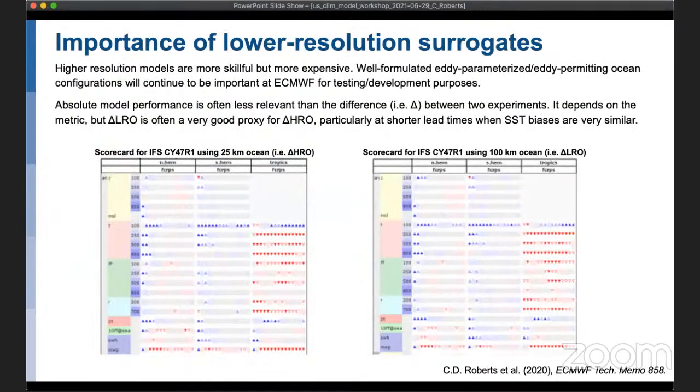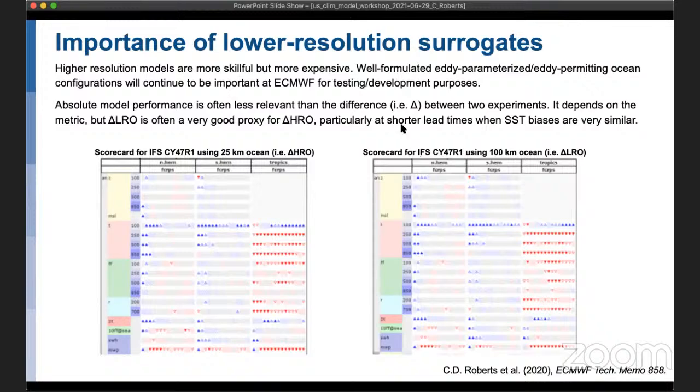And sorry, this slide is a bit of an aside, but even though I believe that eddy resolving and eddy-rich ocean models are the future, they're very expensive and they won't completely replace these lower resolutions. So I think there's still a future for well-formulated eddy parameterized, eddy permitting ocean configurations, especially at ECMWF, where we use them for a variety of research, testing, and development applications.